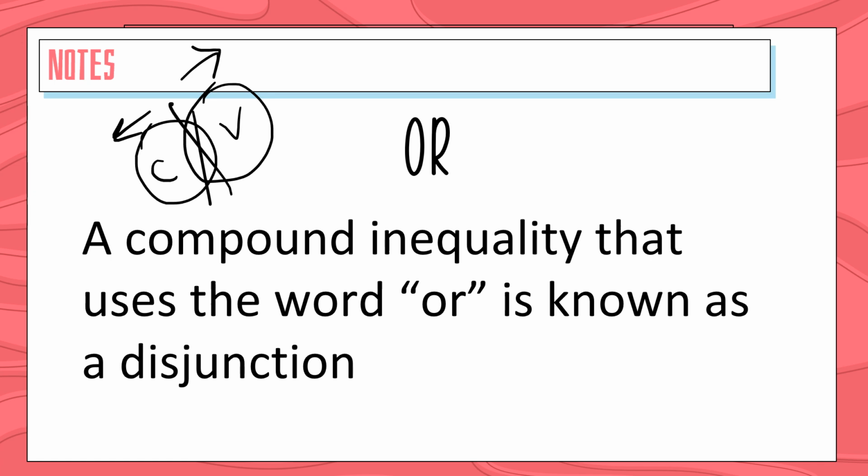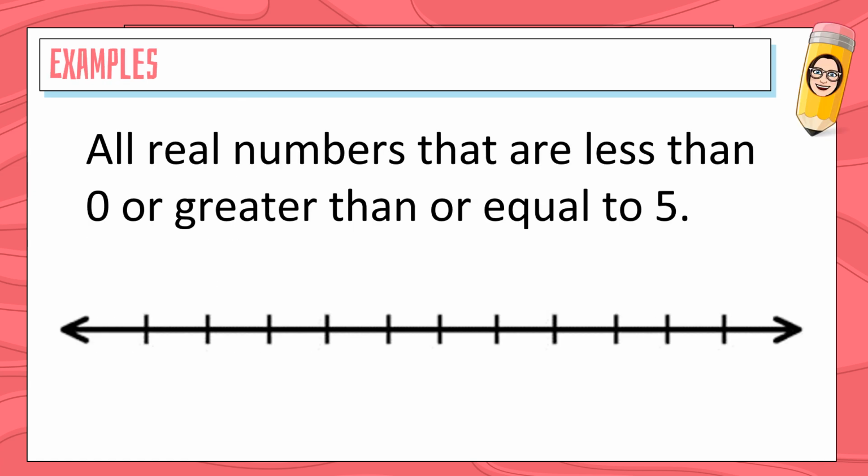This is known as a disjunction. And so my graph in my mind, I'm already thinking that I need to go apart. So let's take a look at this keyword or. It's in the middle of my statements.